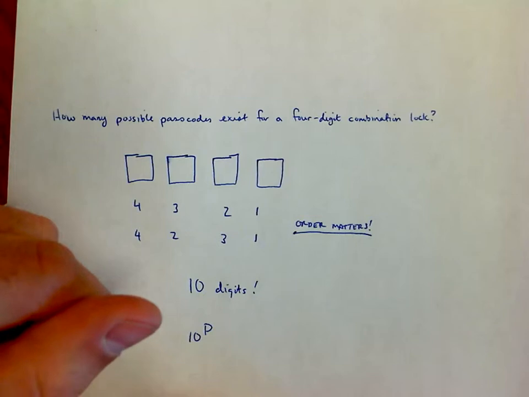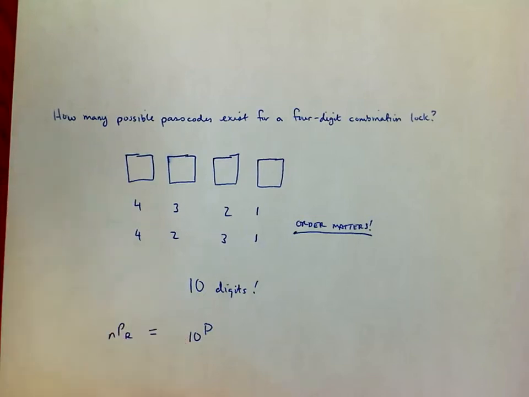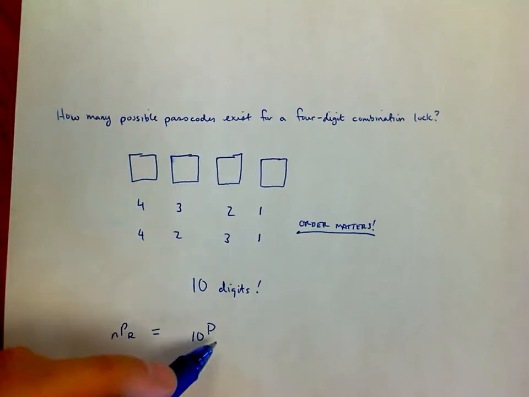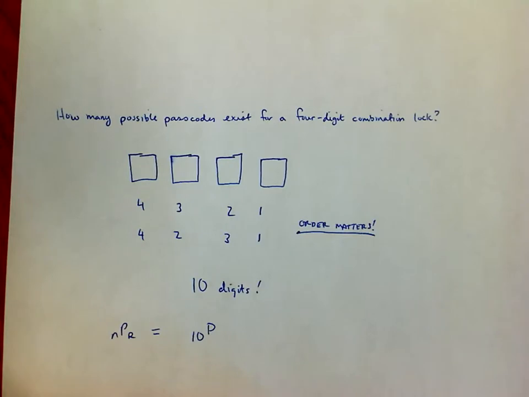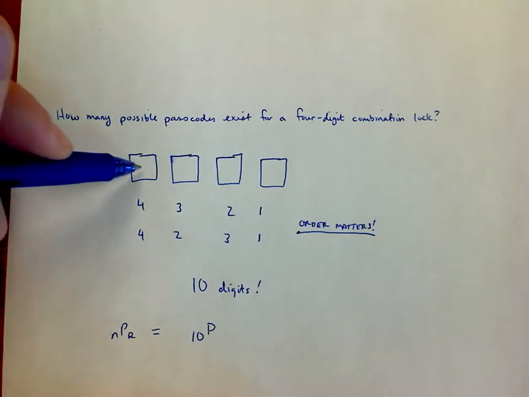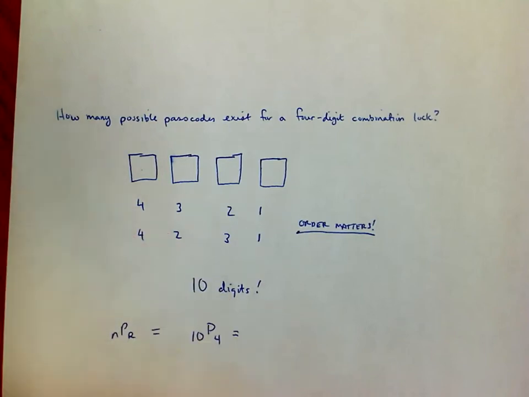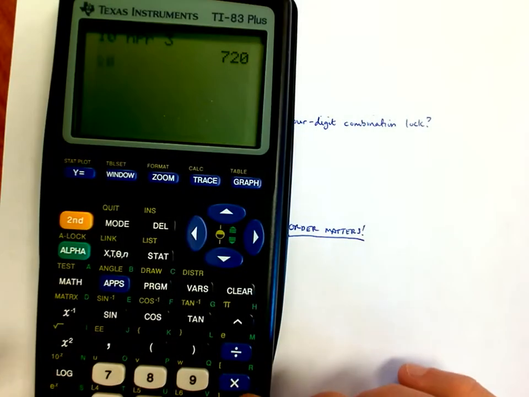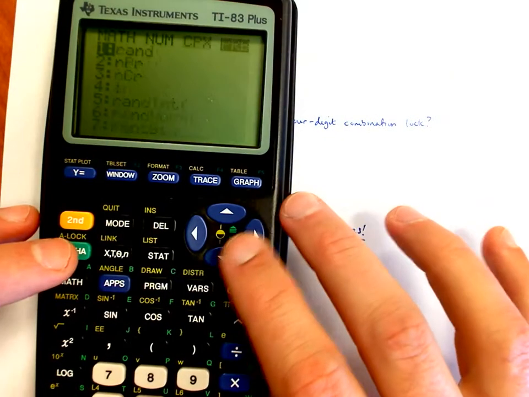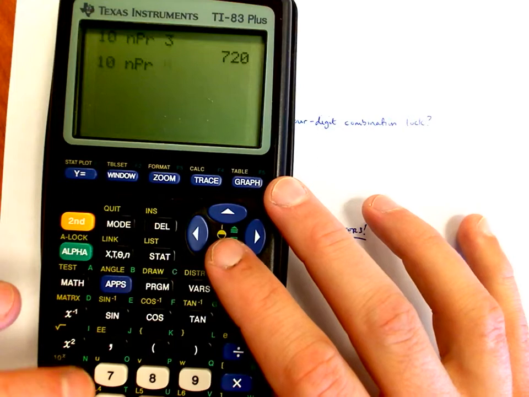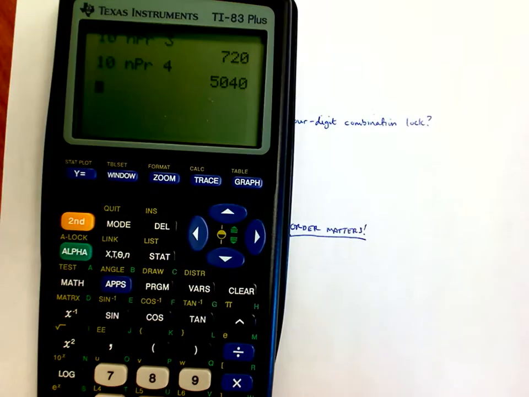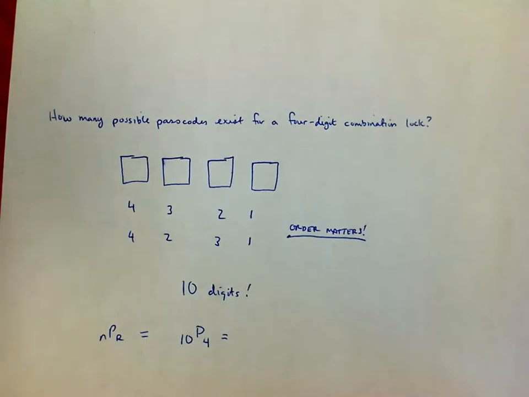So as I write out nPr, I know that the n is 10. And then the last question is, how many of those digits do I really care about at any given time? I have 1, 2, 3, 4 spots. And so I'm going to do 10 nPr 4. On my calculator, I go 10, math menu, nPr 4, and I have 5,040 different possible combinations that I could type in here.